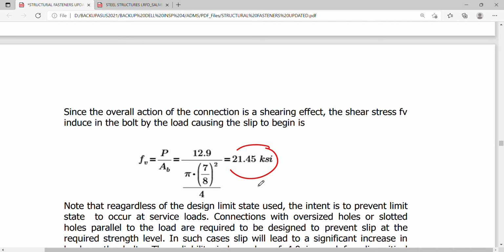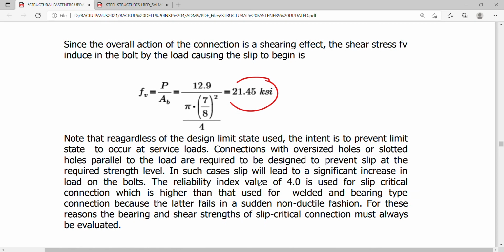So connections with oversized holes or slotted holes parallel to the load are required to be designed to prevent slip at the required strength level. In such cases, slip will lead to a significant increase in the load on the bolts. So the reliability index value of 4, which actually defines your factor of safety, is used for the slip critical connection, which is higher than that used for the welded and the bearing type connection, because the latter fails in sudden non-ductile fashion. For these reasons, the shear strength of slip critical connection must always be evaluated.